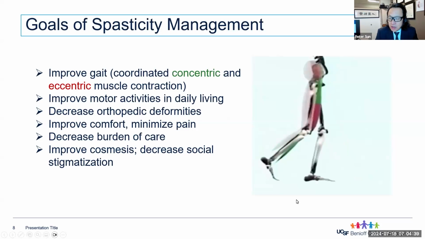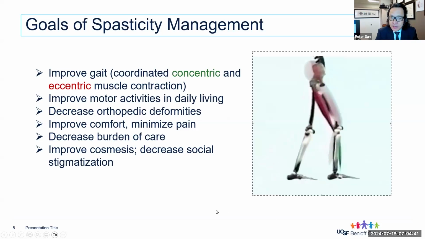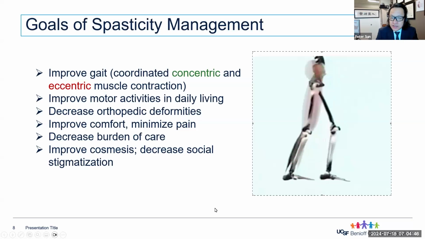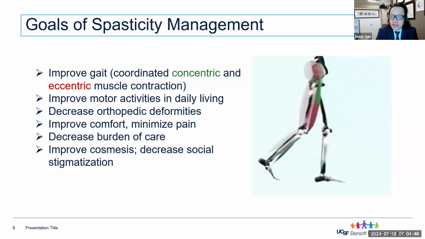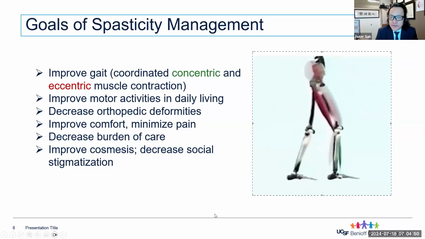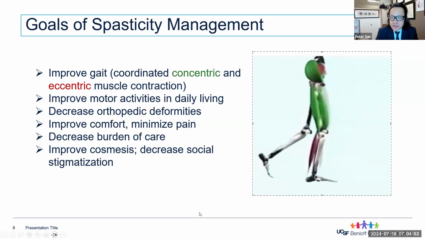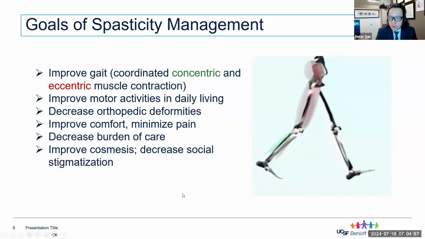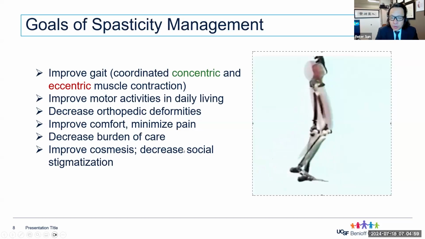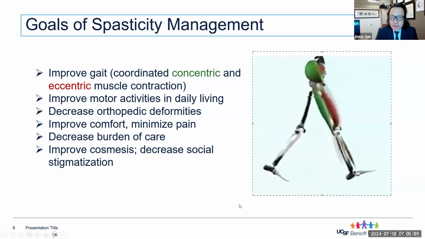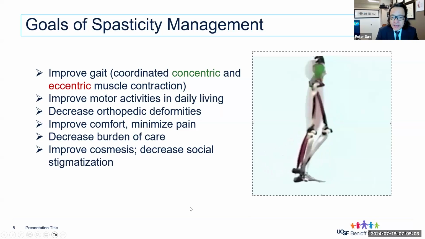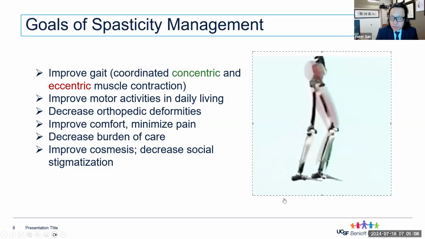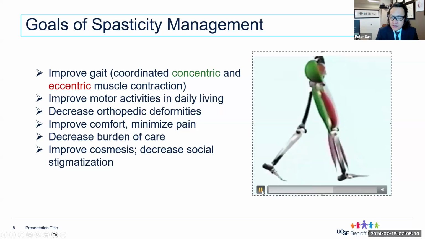So the goal of spasticity management is to improve gait. Gait obviously is a coordinated concentric and eccentric muscle contraction, and spasticity management can greatly facilitate this in CP patients. We also want to improve motor activities in daily living, other types of motor activities. We want to decrease orthopedic deformity, improve comfort, minimize pain, decrease burden of care, and also, improving cosmesis is not an insignificant factor.